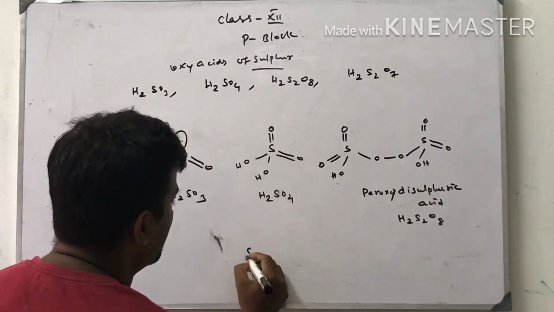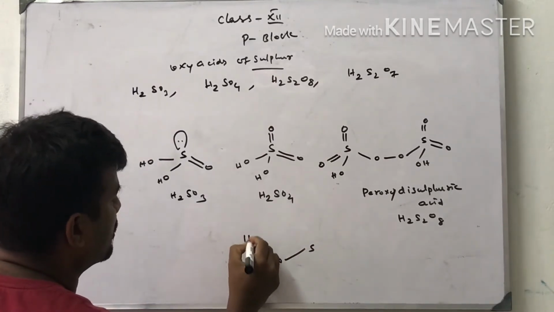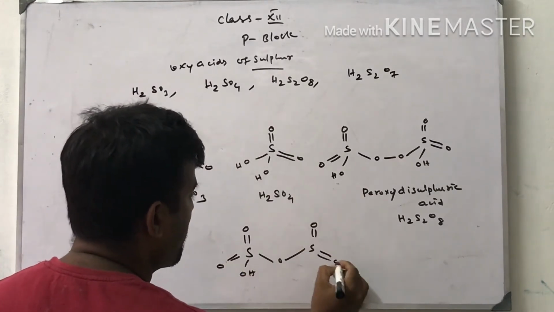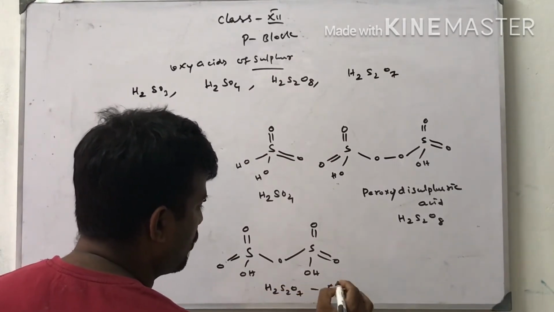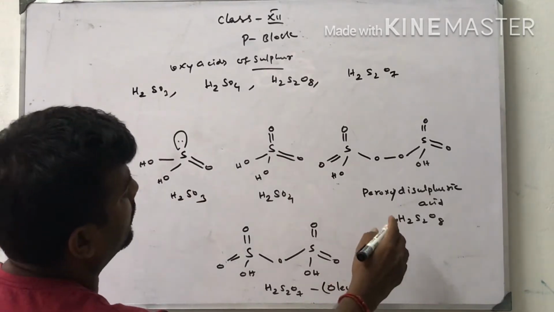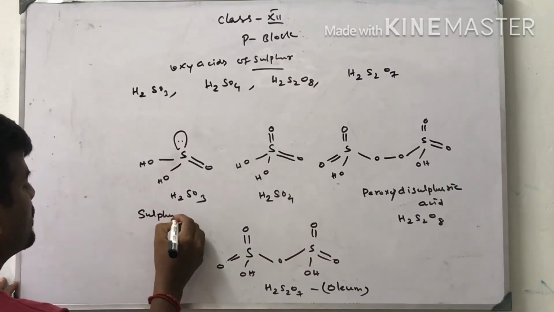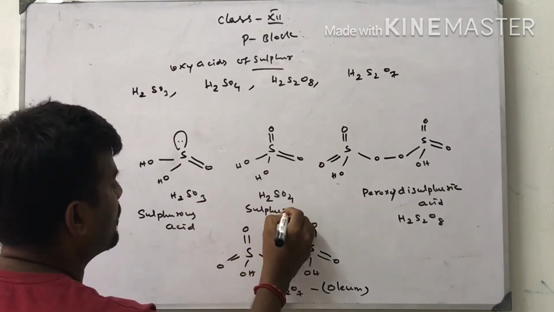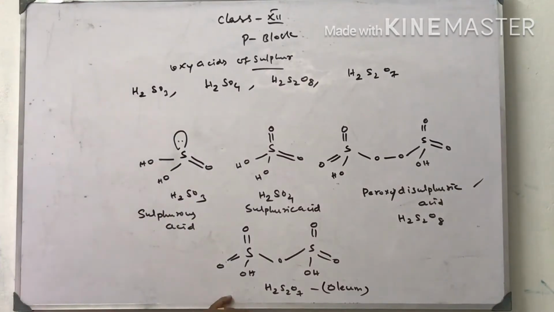Hydrogen, sulfur, one more sulfur. Same type of structure. H2S2O7, oleum. Okay, this is called sulfurous acid. This one is called sulfuric acid. This one is called peroxide disulfuric acid. This one is called oleum.